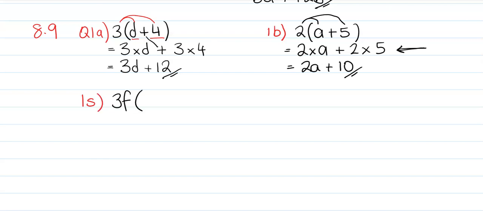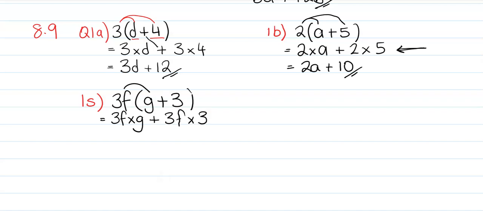3f, g plus 3. Okay, this time the term that's attached to the front of the brackets is 3 and f together. Okay, that's one term. So everything in the brackets needs to be multiplied by 3f. So it'll look like this. 3f times g plus 3f times 3. 3f times g is just 3fg, numbers first in alphabetical order. 3f times 3 is 9f, numbers first in alphabetical order.